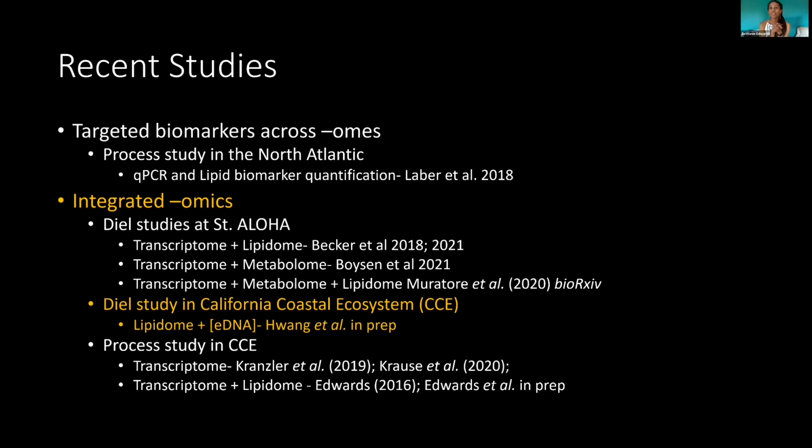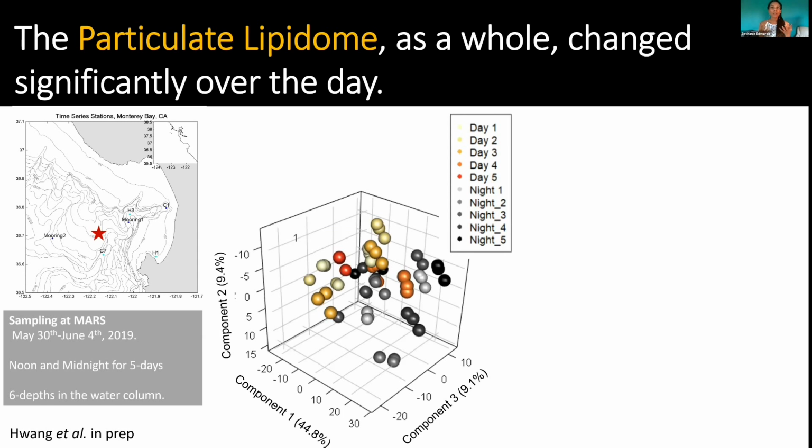My lab was fortunate enough to get to tag along on a diel study in the California coastal ecosystem. A big thanks to Francisco Chavez and his group and the Monterey Bay Time Series for allowing us to tag along. We sampled the particulate lipidome through the water column at noon and at night over 5 days in early June in 2019. We found that the particulate lipidome as a whole did change significantly over the day.